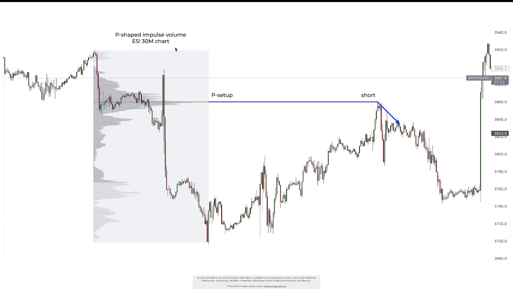Another example here, not a perfect one because there is some volume here, but it still applies to the P volume, and this is a mini S&P 500, 30 minutes time frame, right? So we see the P setup, again, we go short from its point of control. So when the price comes back, gives us a boomerang move, we go short from the same exact P point of control. All right?